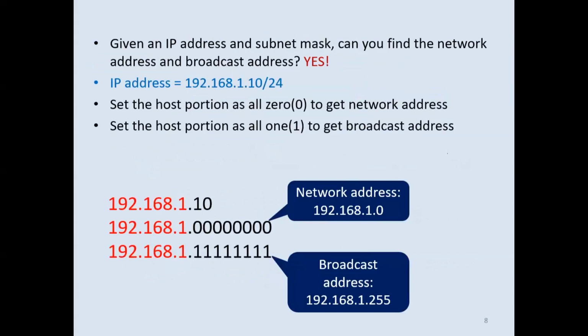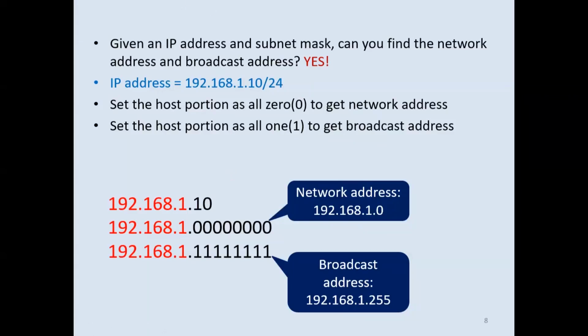So if you're given an IP address and a subnet mask, can you find the network address and the broadcast address? The answer is yes. Now you might be thinking, why would you need to do that? Because if you work in an organization and you are the new recruit, they have had their networks already. And if a problem comes, you need to know which subnet that device or that PC belongs to. So how do you find the subnet?